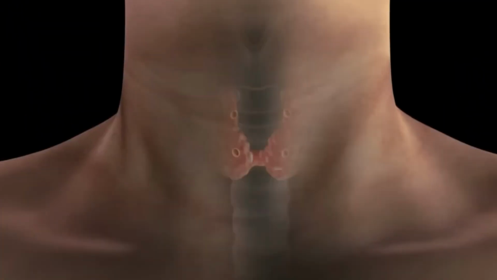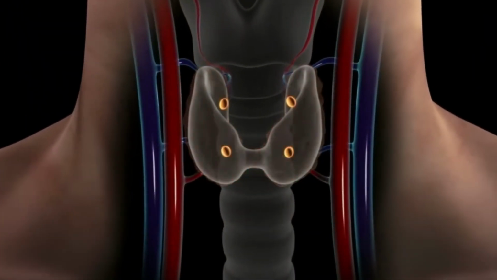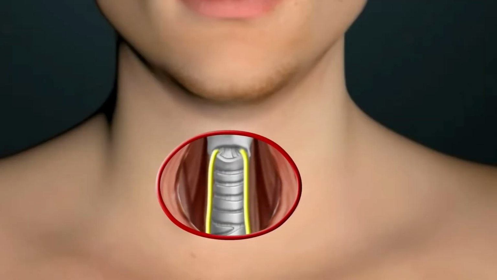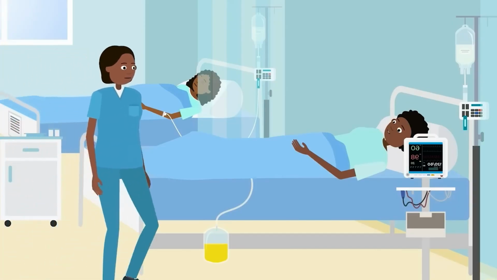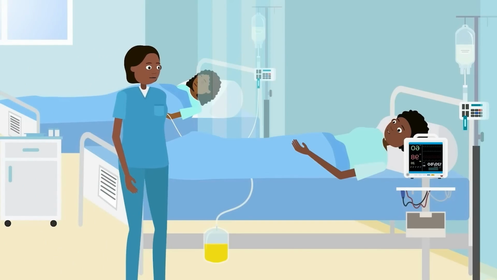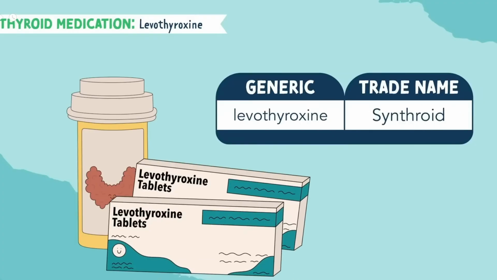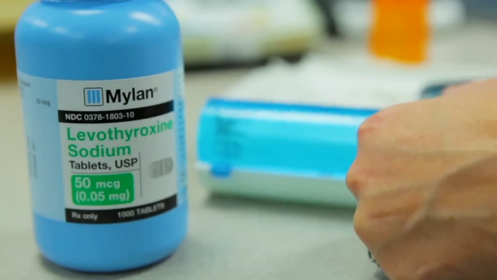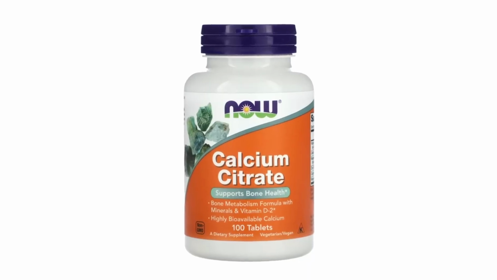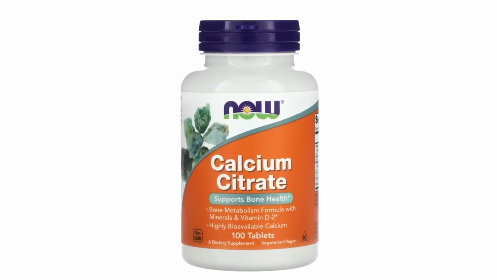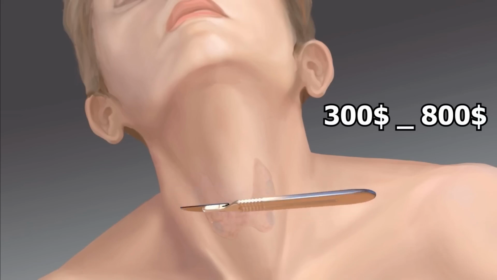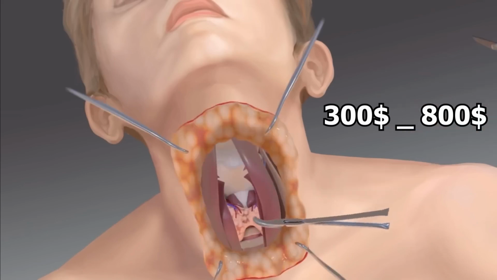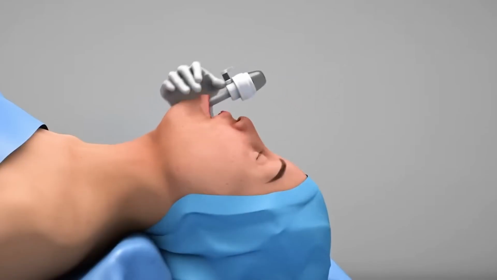After surgery, the patient usually stays in the hospital for 1 to 2 days. They are prescribed levothyroxine, a hormone replacement therapy, and calcium supplements to compensate for parathyroid removal. This treatment is lifelong. The cost of thyroidectomy in Egypt ranges from $300 to $800, depending on the patient's condition and the hospital. That concludes today's video.